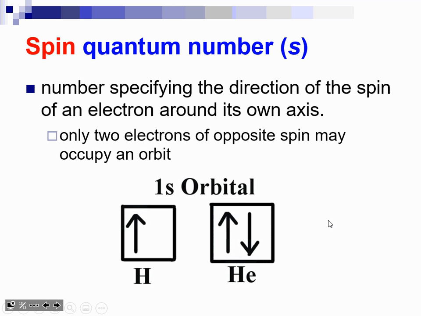Here's 1 electron. I can see there's only 1 arrow. So there's only 1 electron on this s orbital right here. Here's 2 electrons on this s orbital.